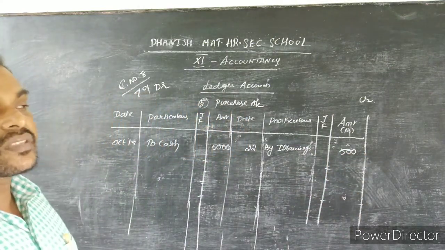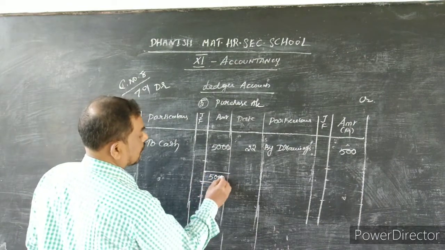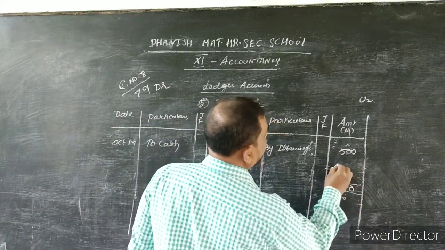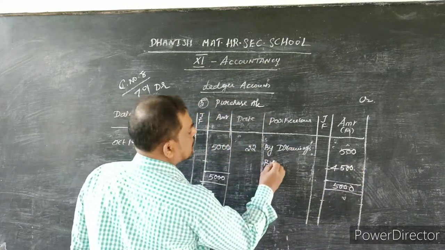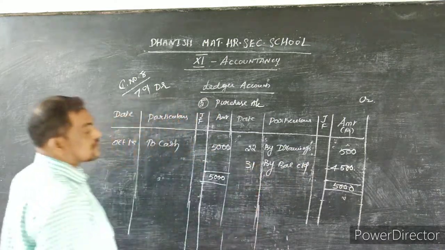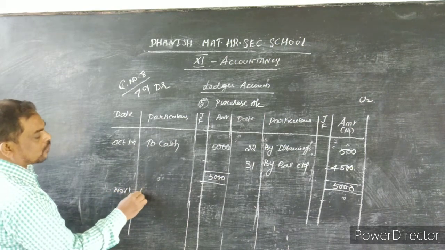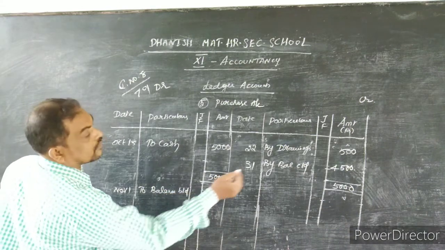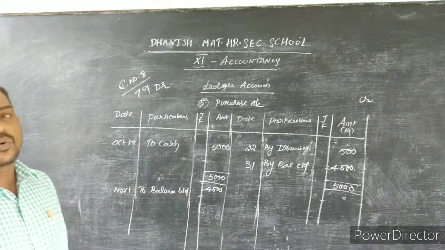Is there any other purchase account entry? No. So we have to close the ledger account. The total is 5,000. From 5,000 we deduct this 500, and we will get 4,500. This is the closing balance. The closing balance is named as by balance carried down. The date is 31st. This closing balance will come as the opening balance of next month, November 1, to balance brought down. What is the balance? 4,500. The closing balance will come as that opening balance.